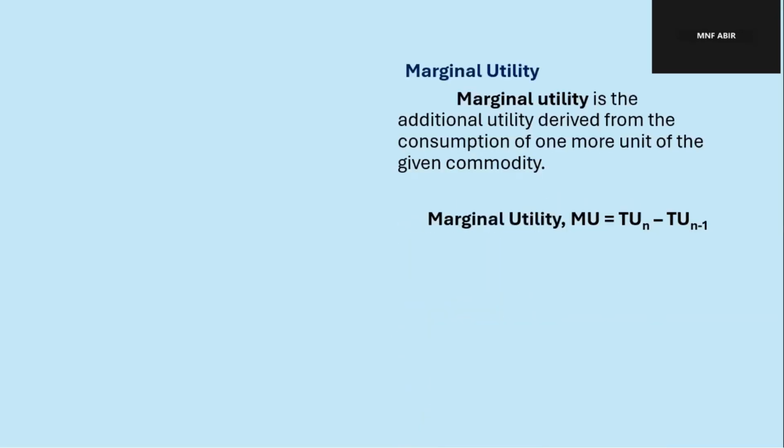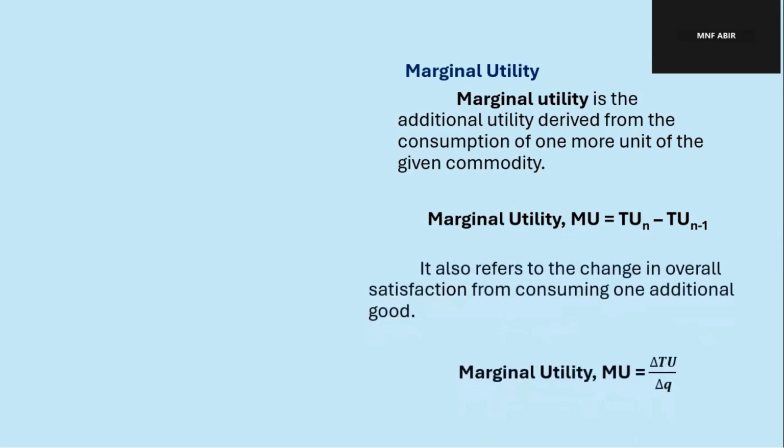Then we have marginal utility or MU. Marginal utility is the extra or additional satisfaction a person gets from consuming one more unit of a good. For example, if eating 3 apples gives you 50 utils of satisfaction and eating 4 apples gives you 60 utils, then the marginal utility of the fourth apple is 10 utils. This shows how each additional unit contributes to overall satisfaction.